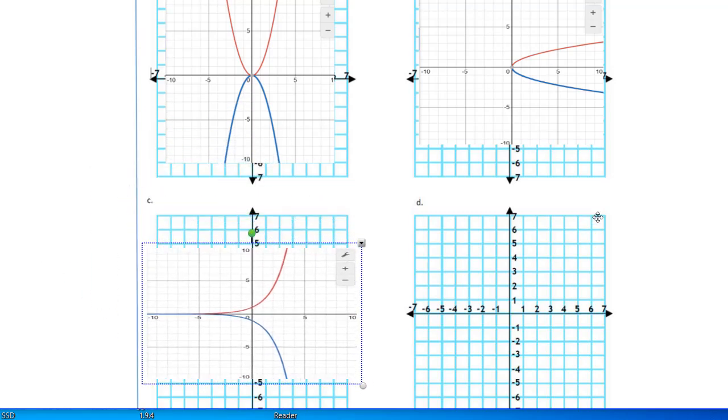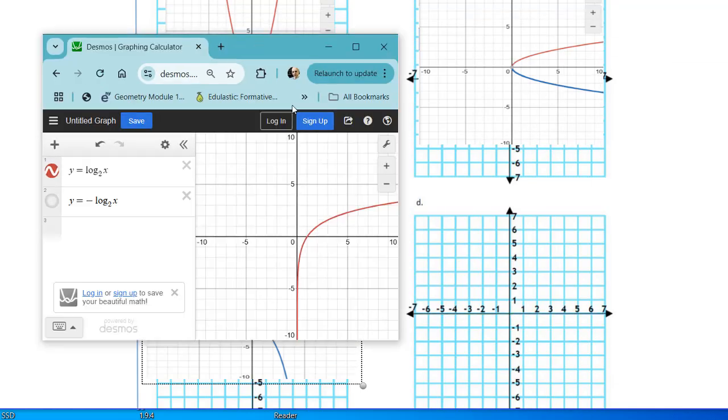And last but not least is the logarithmic equation. Let's see what happens to that one. That one's kind of a funky one, right? So here's the graph of log base 2 of x, this red logarithmic equation again. And let's turn on the minus log base 2 of x, and we get that. Isn't that cool? Okay, so it flipped it again.